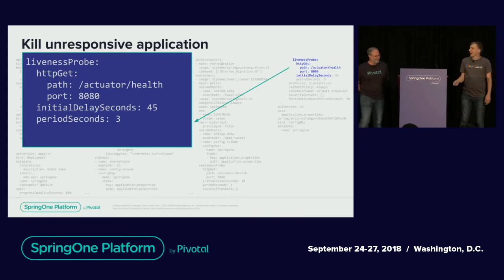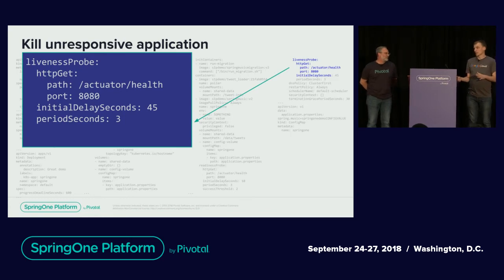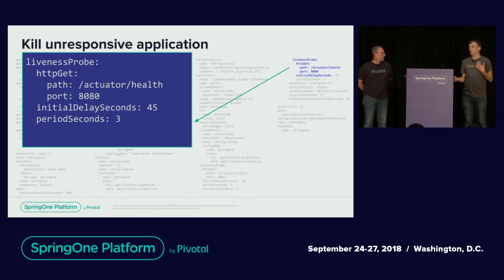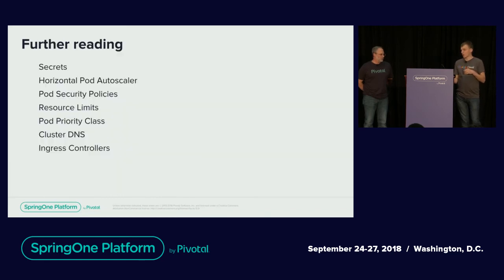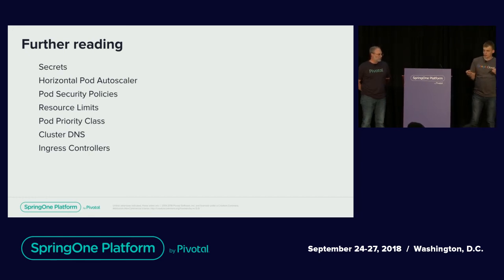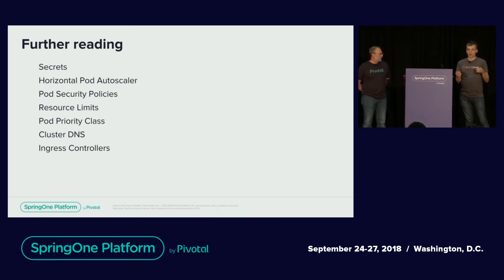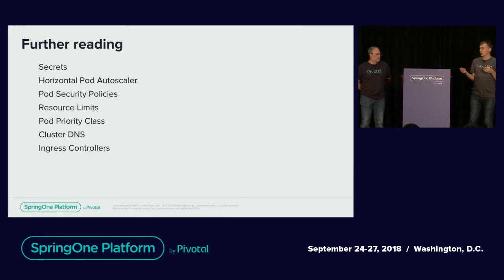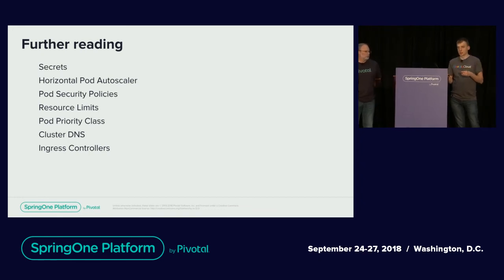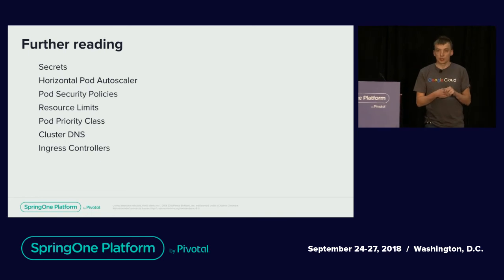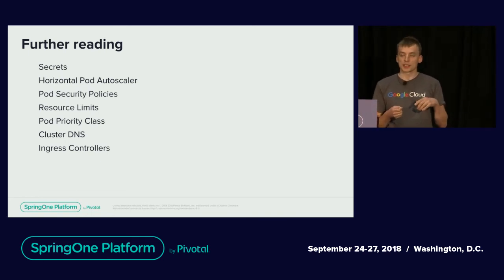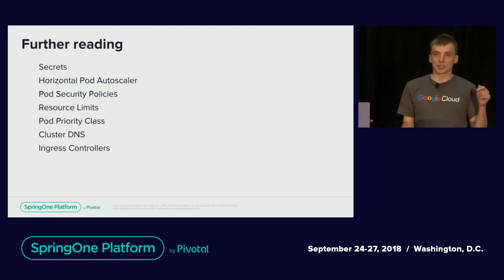But okay, so with all this, I think it's the minimum you need to deploy a highly available application on Kubernetes, but that's just the beginning. So there are more topics that you need to read. For example, learn about secrets, how they are stored in Kubernetes and how you can use them. Learn how to autoscale applications using the horizontal pod autoscaler. Learn about pod security policies, how a Kubernetes operator can prevent your application from using some features.